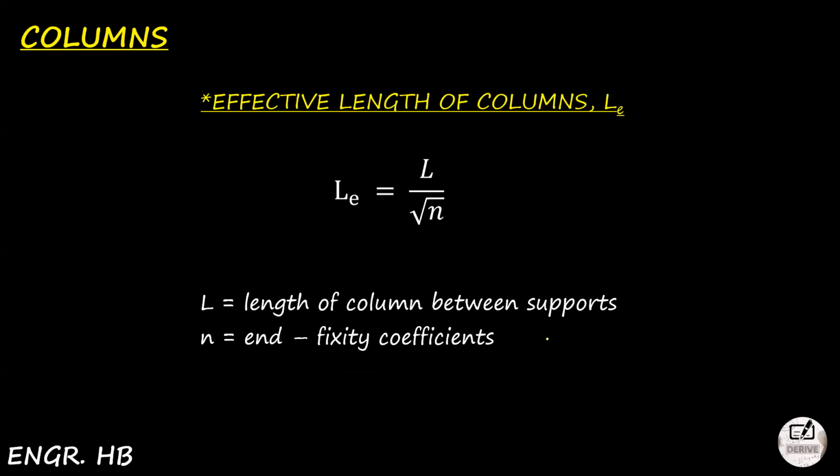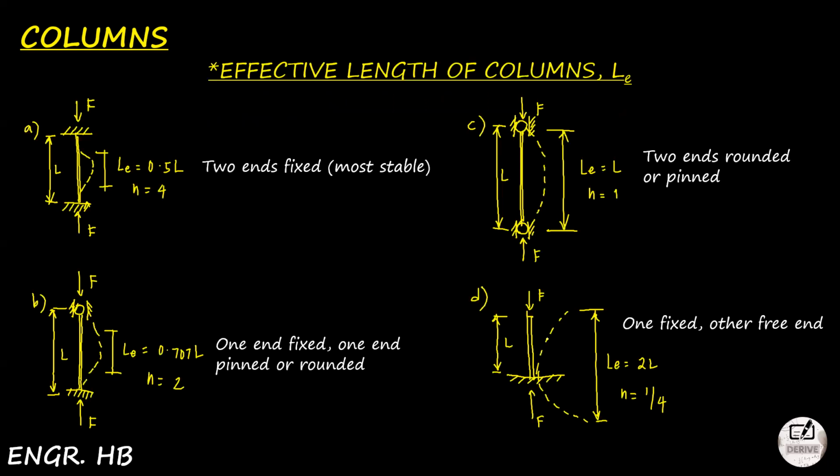So how about this? So effective length of columns. So that was equivalent to LE is equal to L over square root of N. Ibig sabihin kapag may given pala agad na length, hindi pala agad yun yung effective length. Why? Kasi nga, depende kung saan nakakabit yung poste. And we have this N is equal to N fixity coefficient. So we're going to see on this next slide. So that this is the effective length of column.